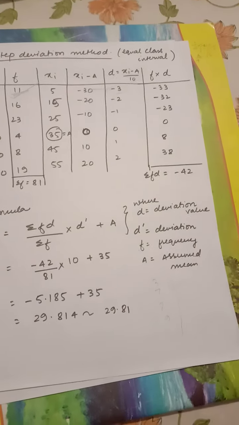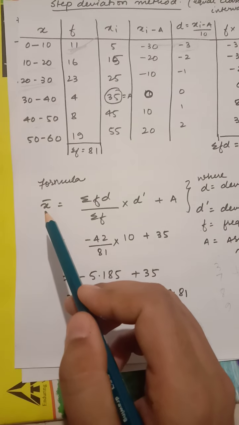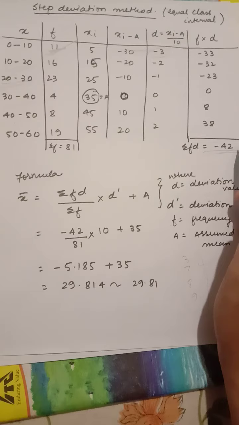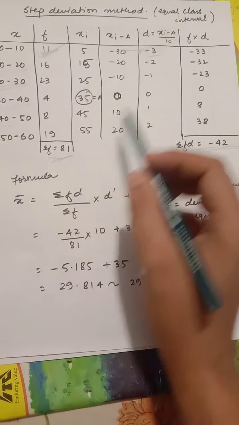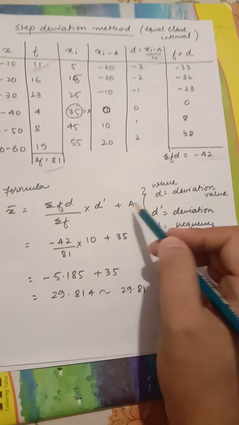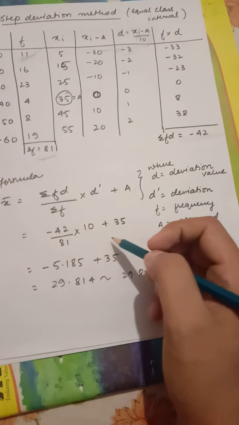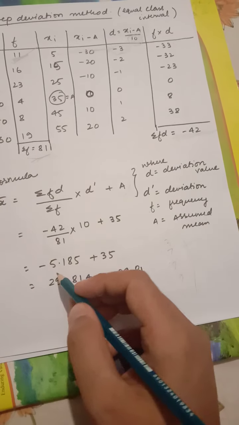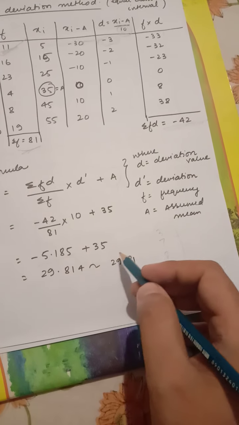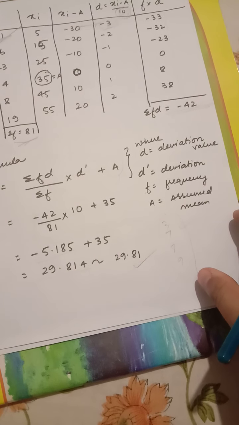The value of sigma fd is minus 42. The formula for the arithmetic mean is sigma fd divided by this value, multiplied by the deviation we have taken, that is this 10. This 10 will be multiplied here, and what we have taken as the assumed mean, we have to add on later. Multiplying it, the value is 5.185, and adding the assumed mean, the answer is 29.814, which is approximately 29.81.